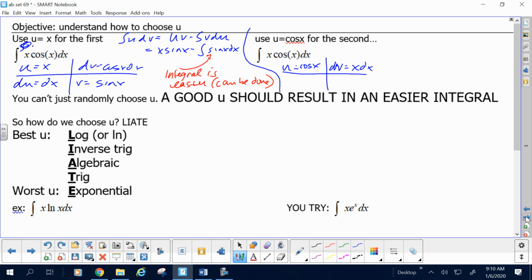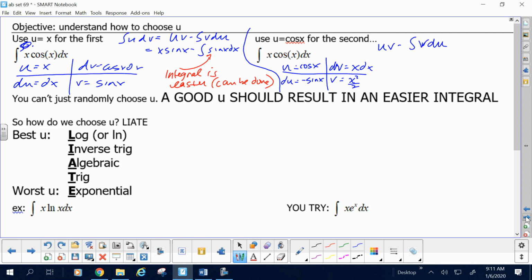If u is cosine, what's du? Sine or negative sine? Negative sine. Oh, negative sine, yeah, sorry. For v, I was thinking integration. If dv is x dx, then what's v? What's the antiderivative of x? One half x squared, or x squared over 2, right? Okay, now stick with me. You'll see the point of having to choose well.